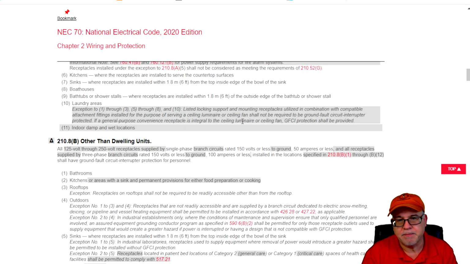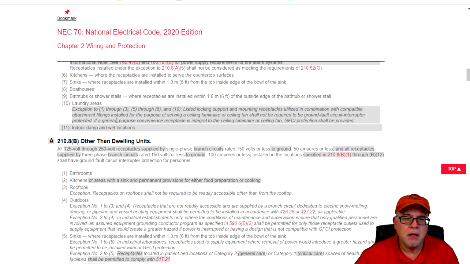So again, things to think about. But that is a lighting circuit, but that's a receptacle that you're installing in there as part of that combination fitting. And that's what kicks this rule in. All right. So this is all about receptacles.